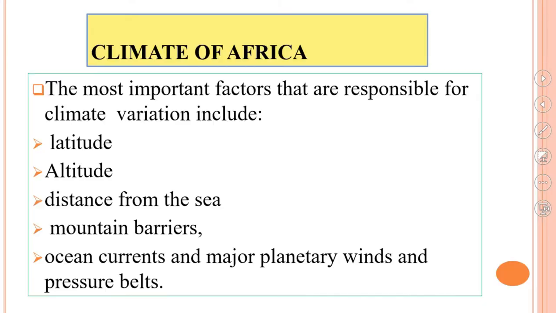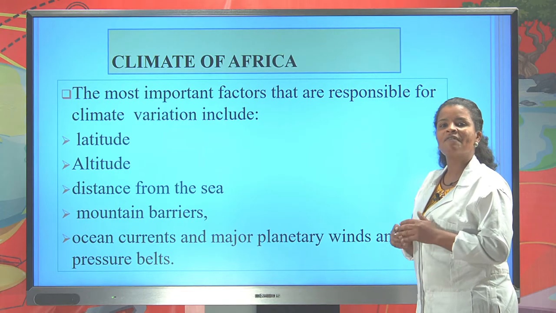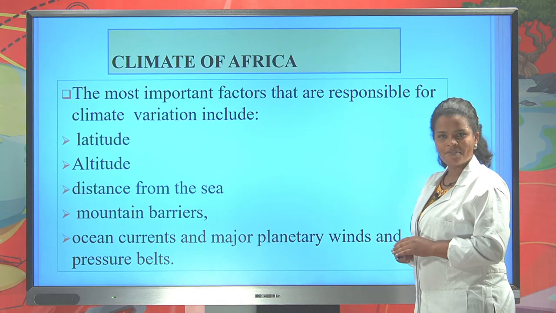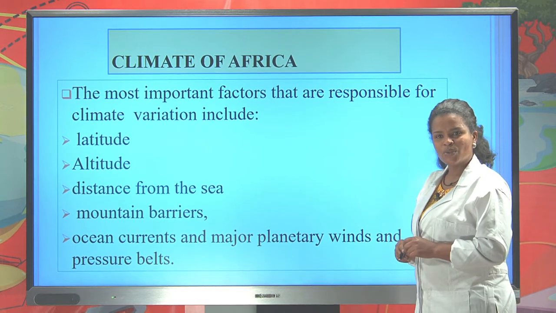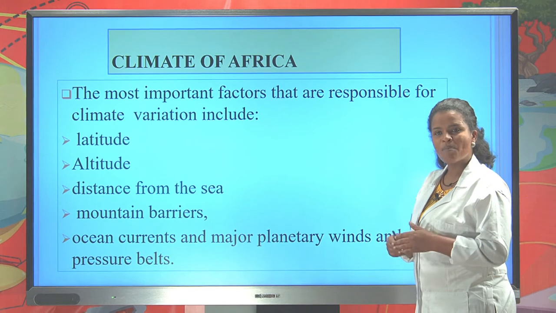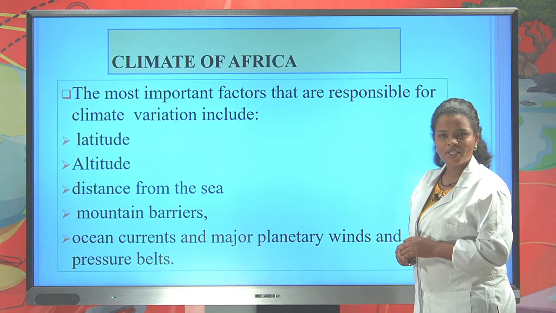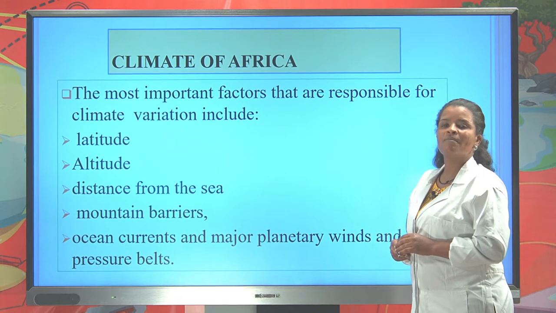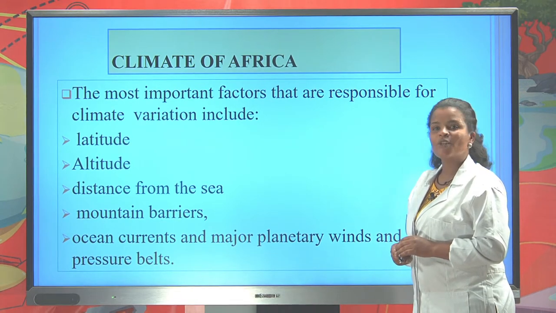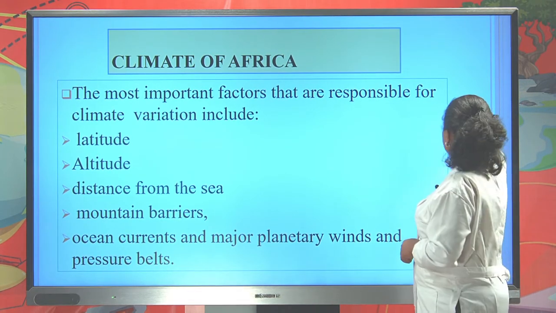In the previous lesson, we learned the factors that affect the climate of Africa. These are latitude, altitude, distance from the sea, mountain barriers, ocean currents, and major planetary winds and pressure belts. They affect the climatic condition of Africa.